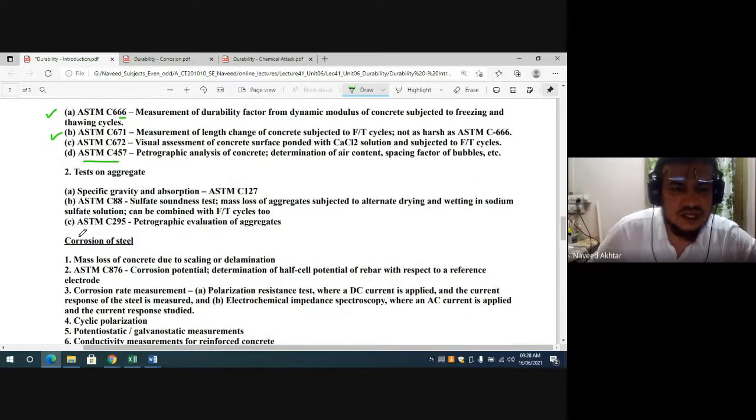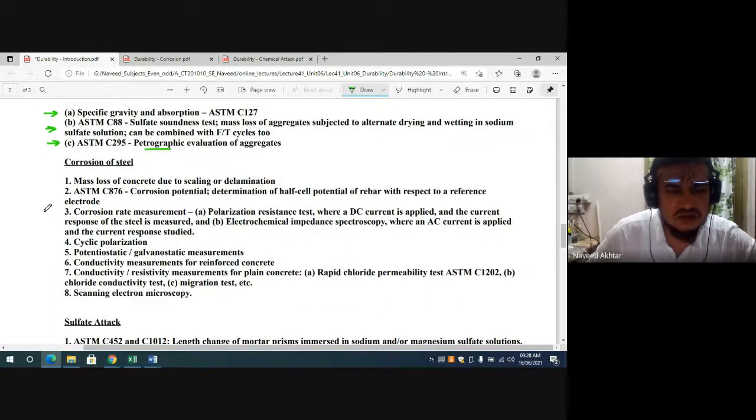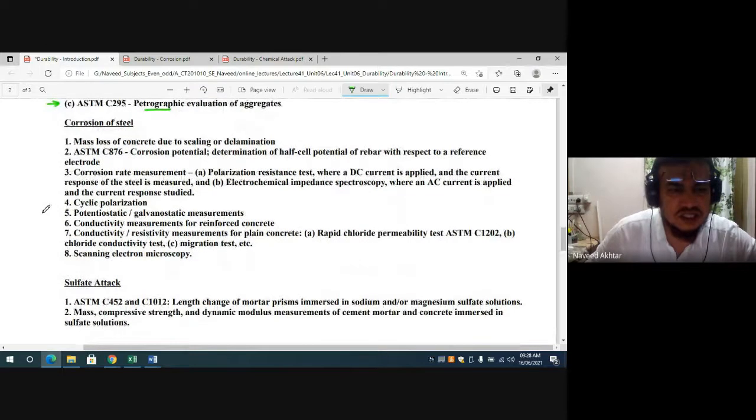Then tests on aggregate. There are different tests on the aggregate. There's a petrographic evaluation of the aggregate surfaces, and then the sulfate soundness test, the mass loss of aggregate subjected to alternate drying and weighing in sodium sulfate solution, which can be combined with the F/T cycle. And the specific gravity and absorption test is common for the aggregate, and it is also needed for your mix proportioning of the concrete. Then corrosion of steel, the mass loss of concrete due to scaling or delamination.